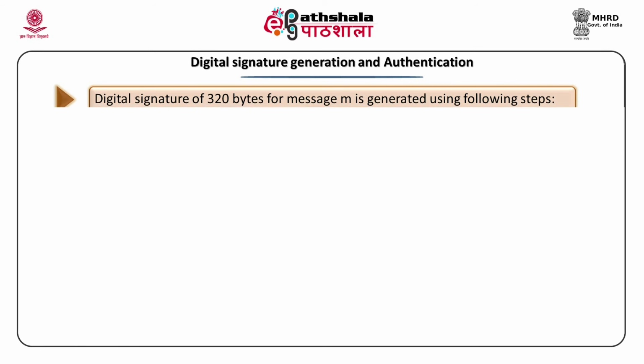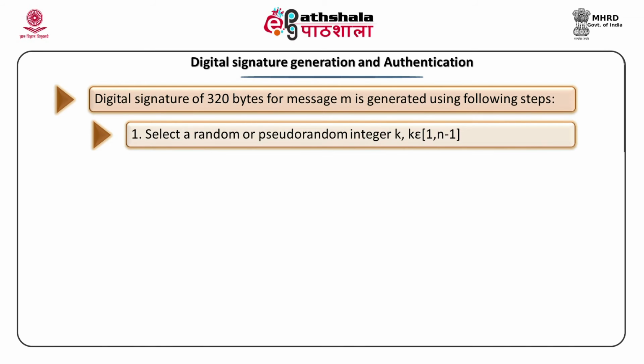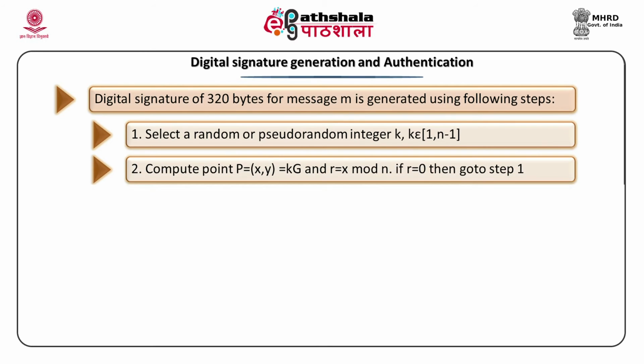Digital signature generation and authentication. The digital signature of 320 bytes for message M is generated using definite steps. The first step is to select a random or pseudo-random integer K. K should be in the range of 1 to n minus 1. Compute point P, that is equal to xy equal to K into G. Once we have computed P, we need to compute R. R is nothing but x mod n. And if R comes out to be 0, then we need to repeat step 1, that is, again take K. K should be such that the result does not come to 0.